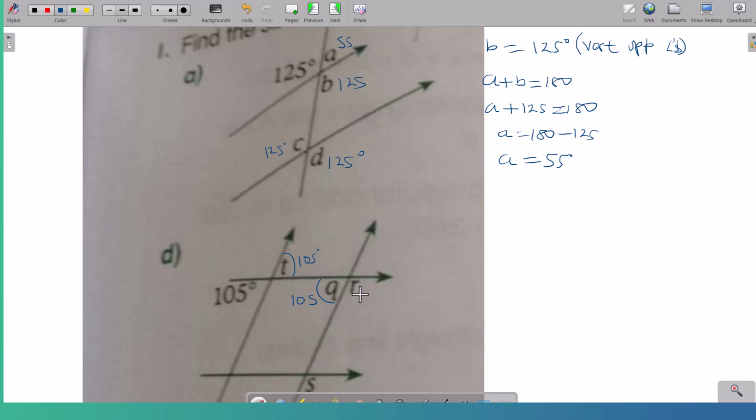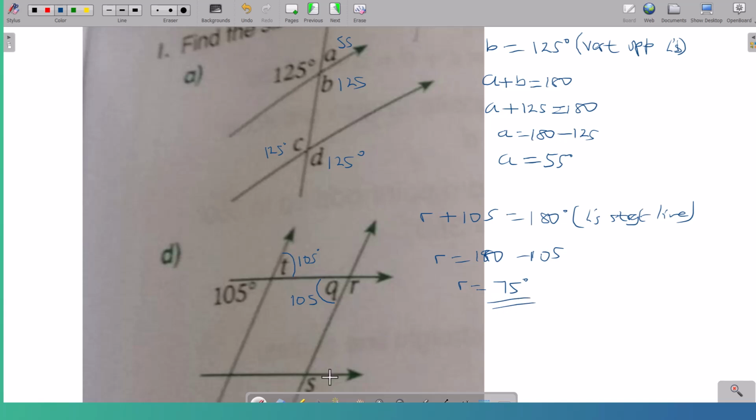What about our R? We are gonna say what to get our R? R plus 105 equals to 180 degrees. What's the reason here? Angles on a straight line. Angles on a straight line, yes. Alright, so we're gonna say our R equals to 180 minus 105, ne? So what's our answer here? Calculate. Our answer is 75 degrees. Okay, 75 degrees, ne?